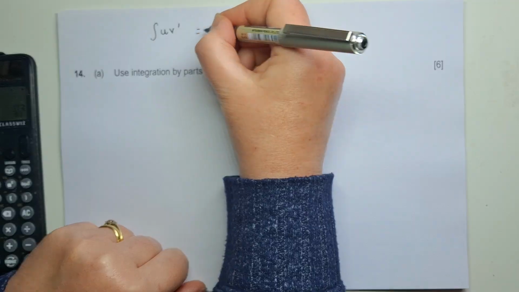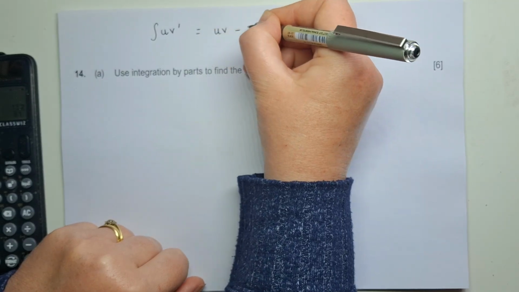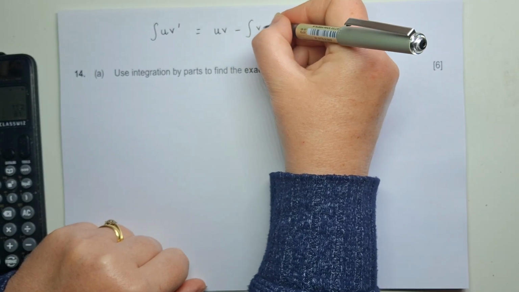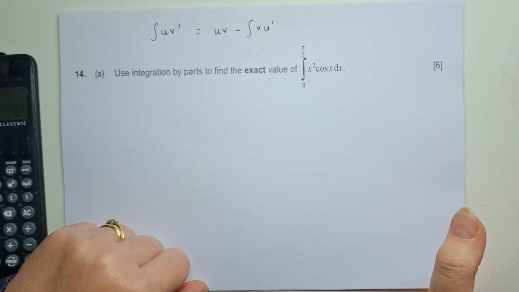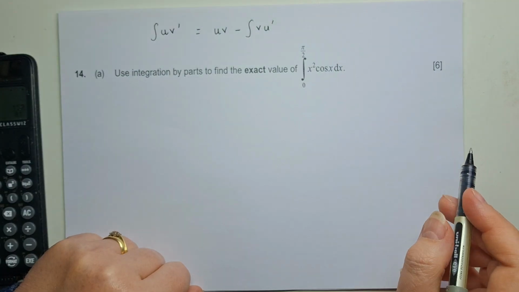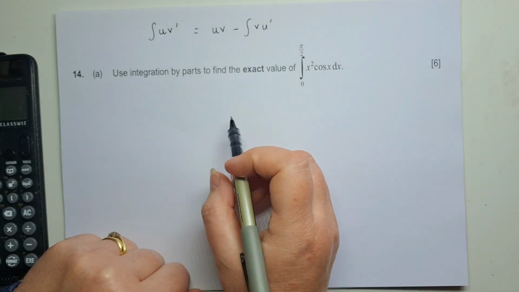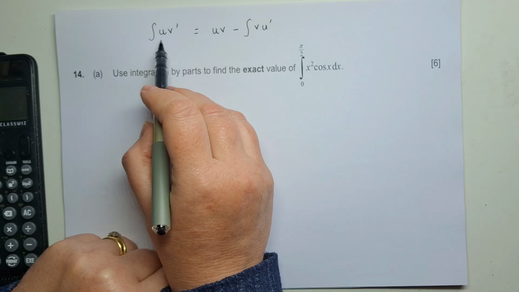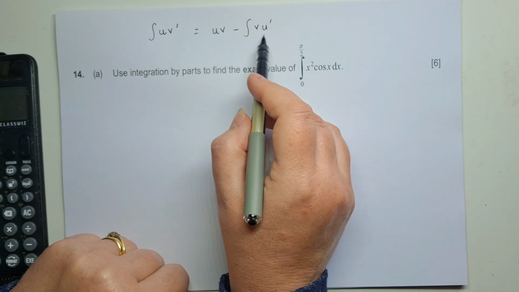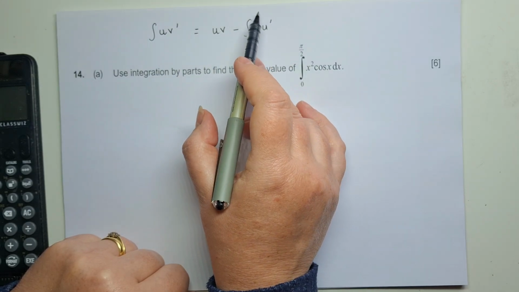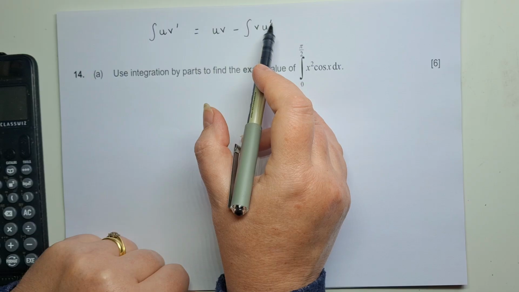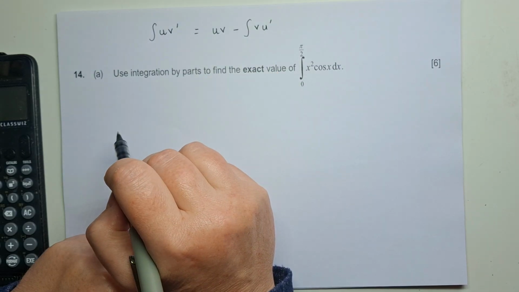And it is this in simple terms. I mean, in the formula book it writes dv by dx's and du by dx's, but this is basically what it is. So it takes a product and it turns it into something else, and hopefully this second integration is easier than the one you began with.